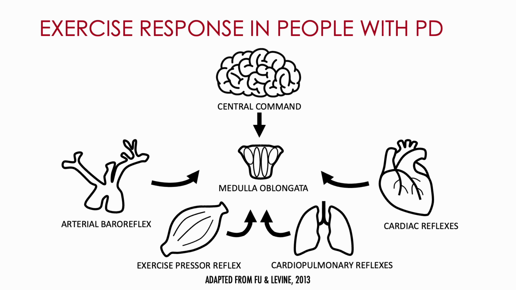The arterial baroreflex is one of multiple neurological reflexes that is involved in coordinating the cardiovascular response to exercise. Although the coordination of this response is influenced by many pathways, this video will focus specifically on how impairment in the arterial baroreflex for people with neurogenic orthostatic hypotension influences the cardiovascular response to exercise.